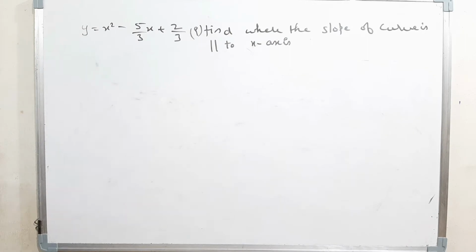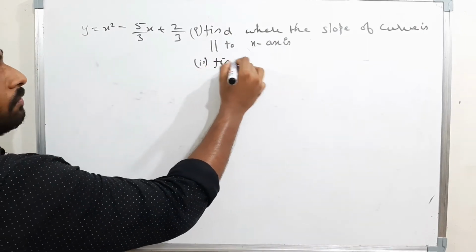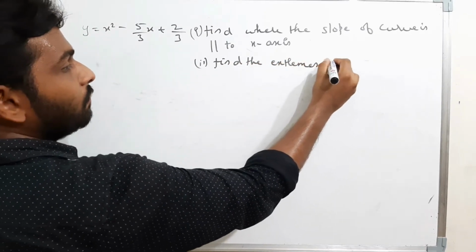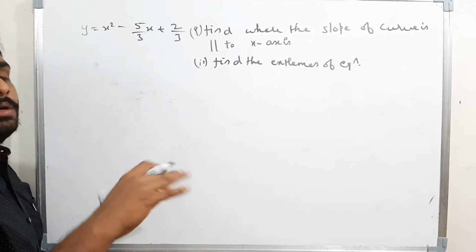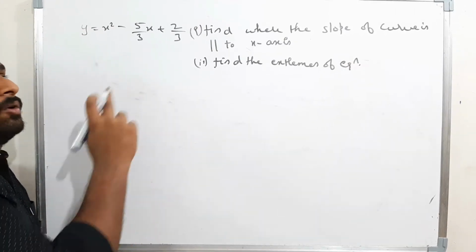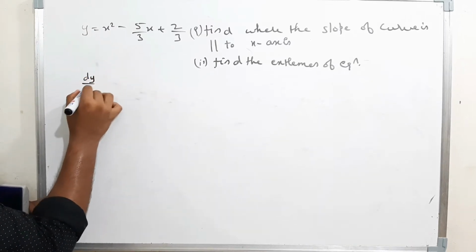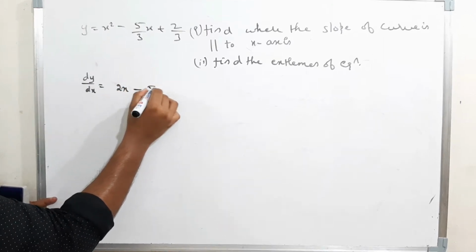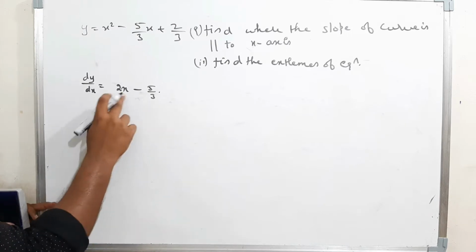Now the next question: find the extremes of the equation. Extremes means either maximum values or minimum values. First of all, we have to find the slope. What is the slope of this equation? dy by dx is nothing but the slope, which is 2x minus 5 by 3. That's all.